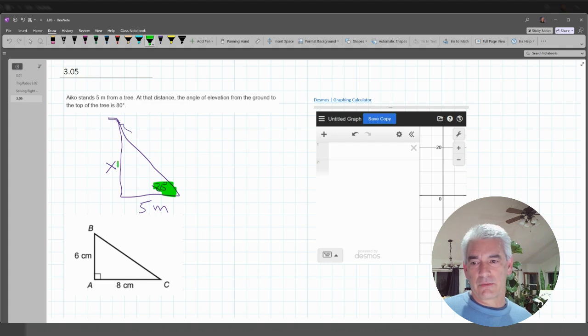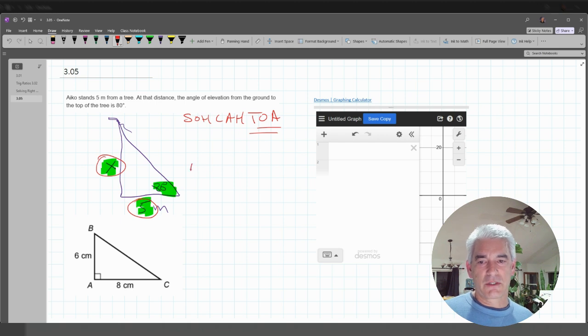And it looks like I'm dealing with the opposite side and the adjacent side. So let's see, my reminder, SOHCAHTOA. So the function that uses opposite and adjacent is tangent. So I'm going to set this up. Tangent of 80 degrees equals the opposite, which is x over 5.